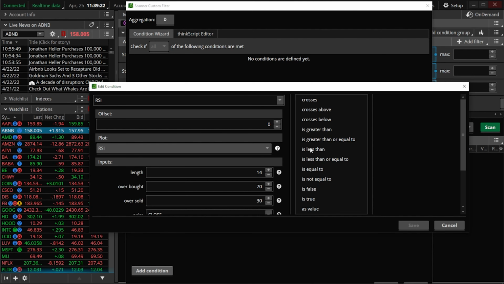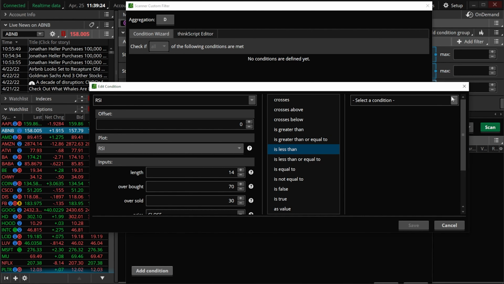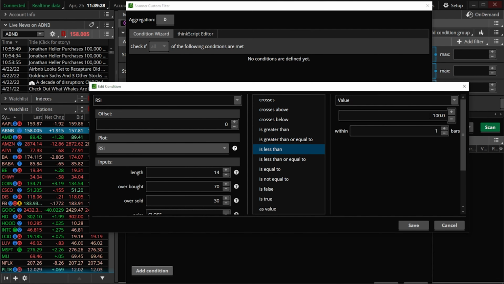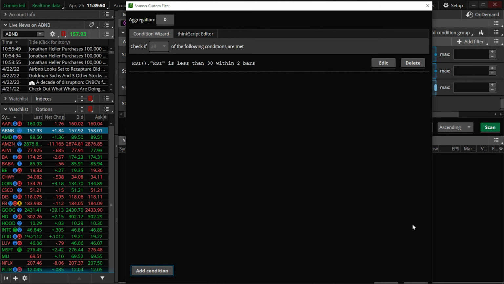So right here, I'm going to change this to is less than, and I'm going to select a condition. It's going to be a value condition. And remember, oversold is below 30. So I'm going to change this value to 30 right here. I'm also going to say that this could have been within the last 2 days on a daily chart. So I'm going to change this from 1 bar to 2 bars. Now that I'm happy with that, I'm going to come down here and hit save. So now what I've essentially created is a scan that's looking for companies that were recently oversold, or were below 30 within the last 2 days.